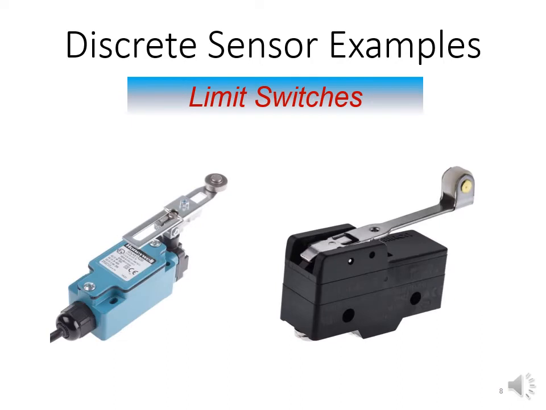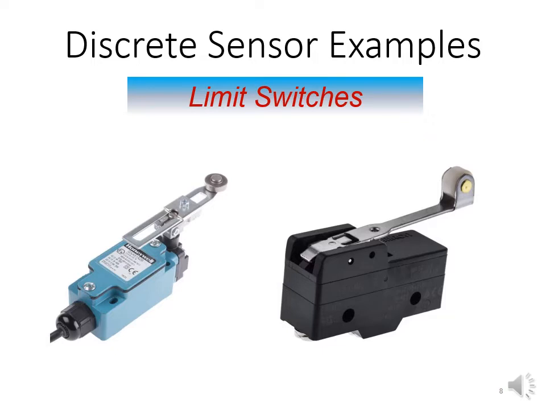Here we've got some examples of discrete sensors. We start off with limit switches. A limit switch is essentially a mechanical switch operated by some arm. The arm is arranged such that it is moved by the object that we desire to sense or to detect. When the arm is moved, it causes breaking or making of an internal contact.